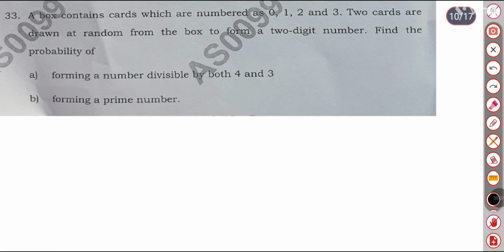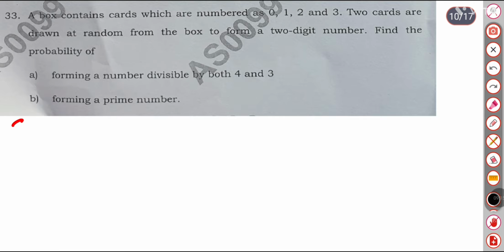Now let us see the next question. Question number 33. A box contains cards which are numbered as 0, 1, 2 and 3. 2 cards are drawn at random from the box to form a 2-digit number. Find the probability of, first, A, forming a number divisible by both 4 and 3, and B, forming a prime number. For that, first what we have to write? We have to write the sample space. What total outcomes is nothing but sample space. We'll write the sample space first.